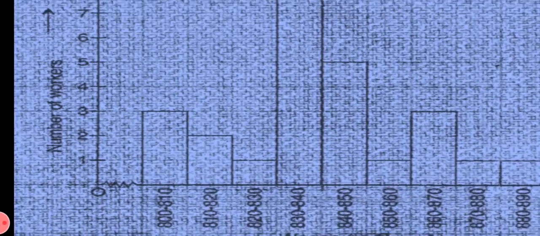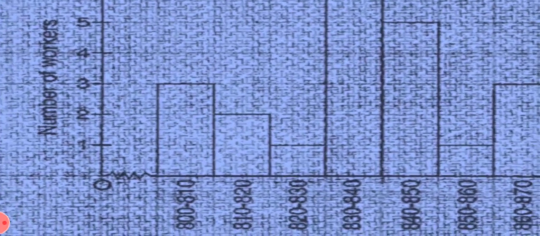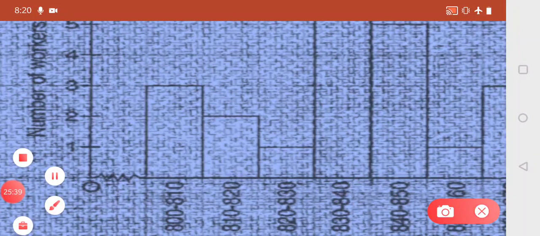Now one more important thing in the histogram is there. Here you can see, I have zoomed the camera and I am showing you this broken line which we have drawn here. You can see the broken line.